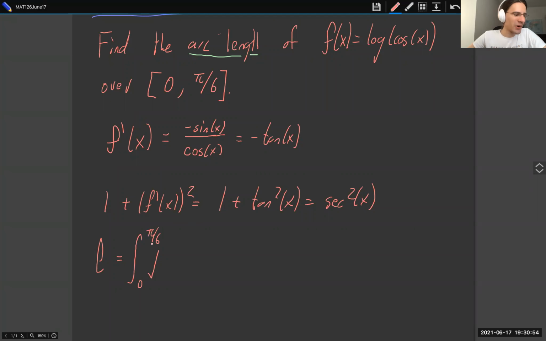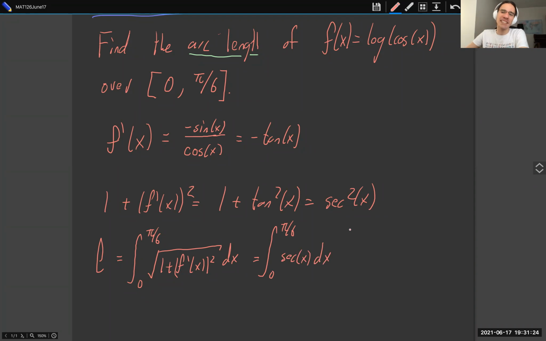Oh no. Okay, it's not as nice as I expected. I made a mistake in my notes where I forgot to take the square root. Okay, this example is less elegant than I would have hoped. So that becomes the integral from 0 to pi over 6 of secant x.